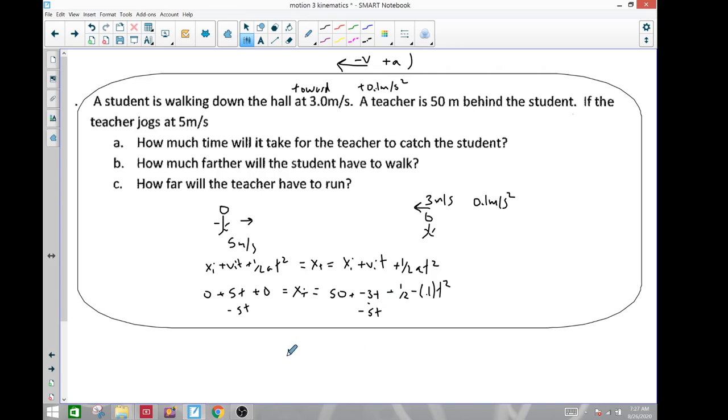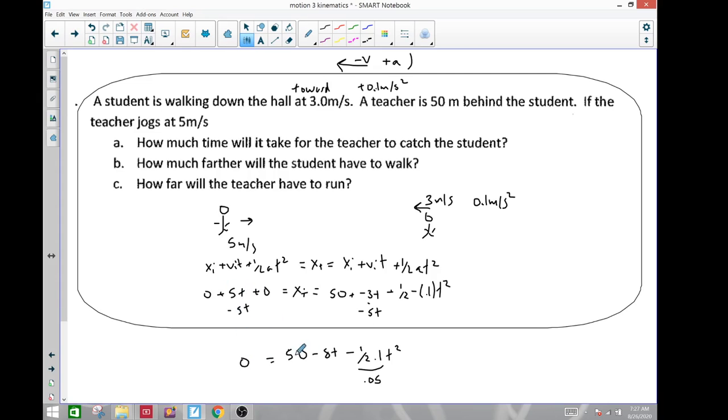I'm solving for this, and I'm going to have, okay, so I have 50 minus 8t, and then minus 1/2 0.1 t squared. So this component here is 0.05. That would be that value here. Equals, and then nothing's left here, so it's just 0.